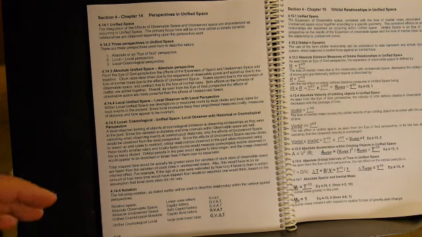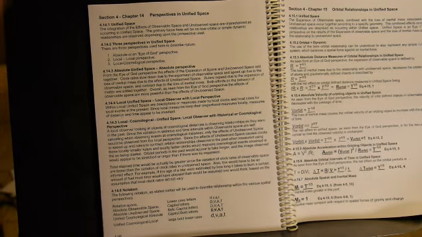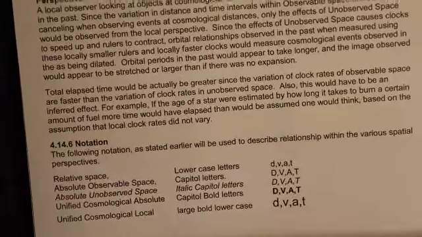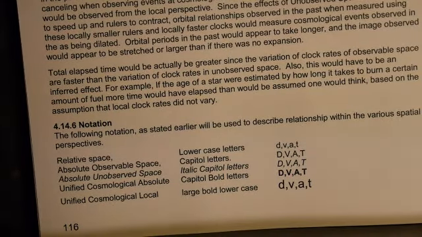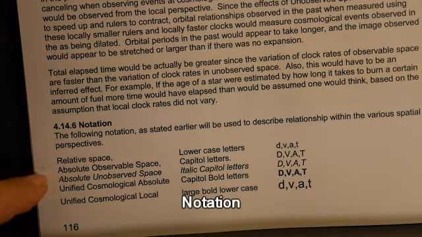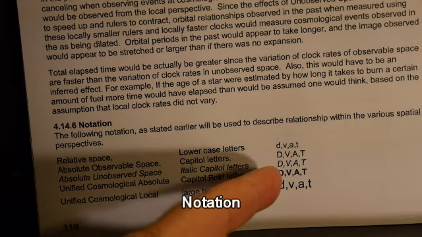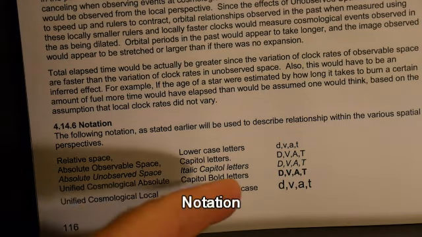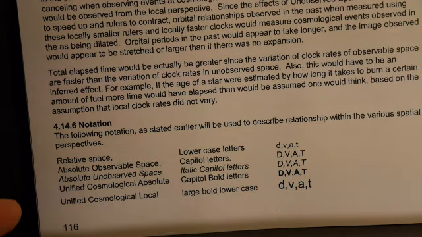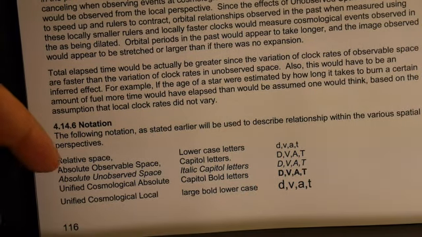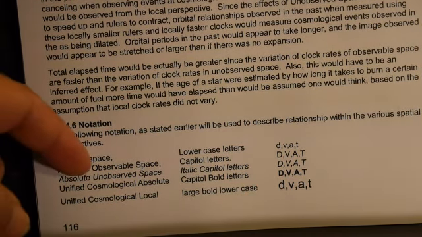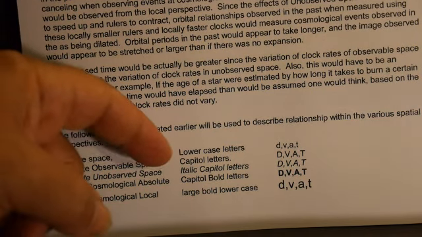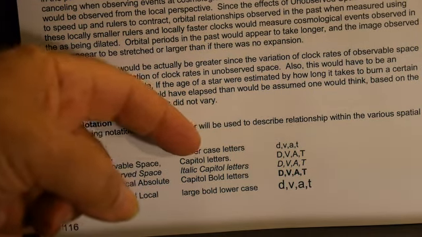Now, there's this kind of notation that I use to make it a little bit easier to describe these things and to see the relationships. Basically, relationships established in relative space, which are basically local measurements, are all lowercase letters. The absolute observable space relationships are done in capital letters. And I don't know if many of you noticed, but when we did the absolute relationships of unobserved space, I did it in italic and capital letters.